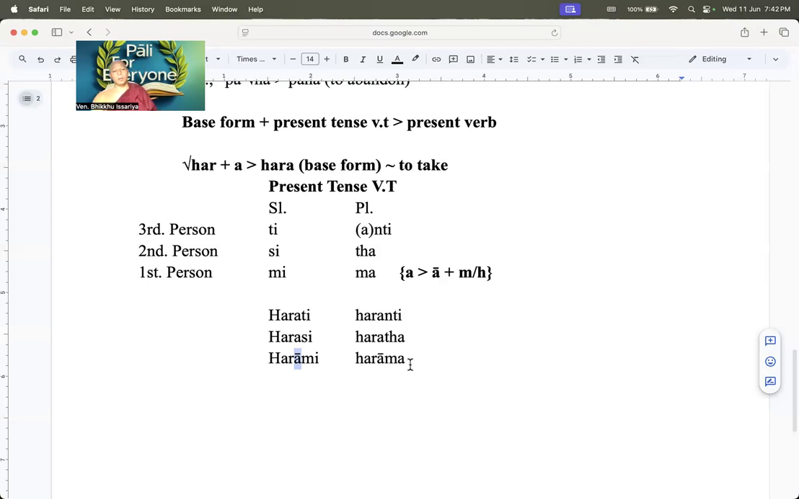Okay, so now, related to the meaning, even though we already know it: he or she or it takes. That is for singular.